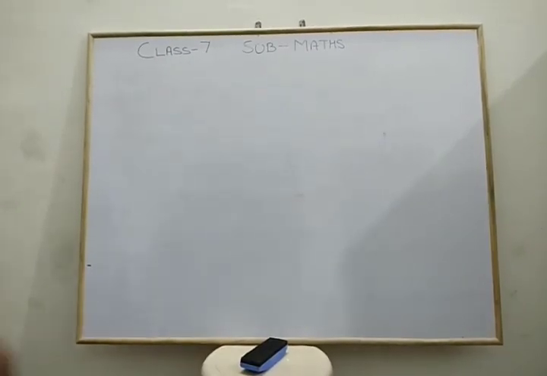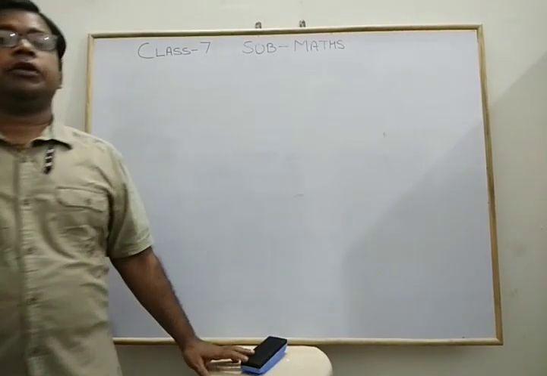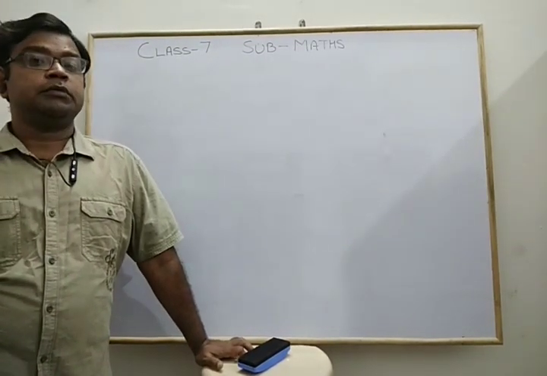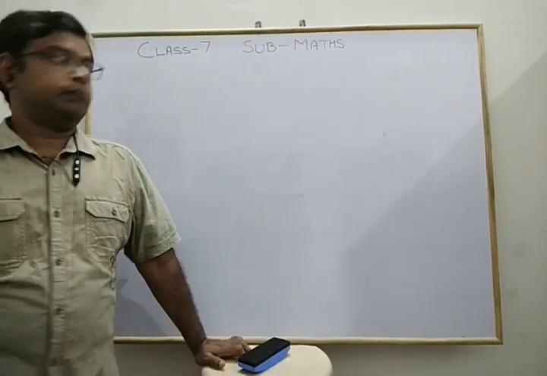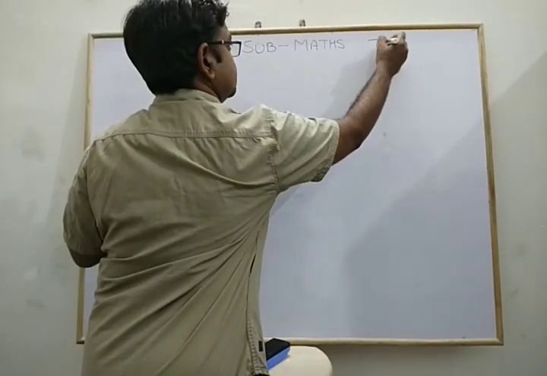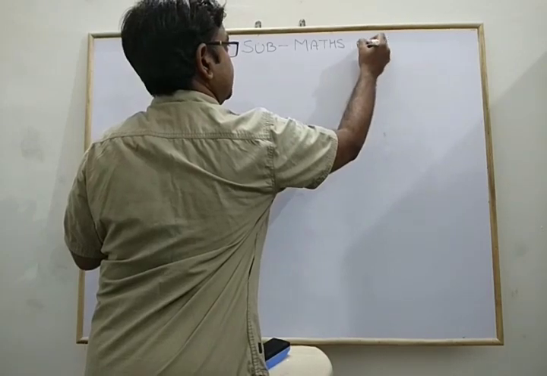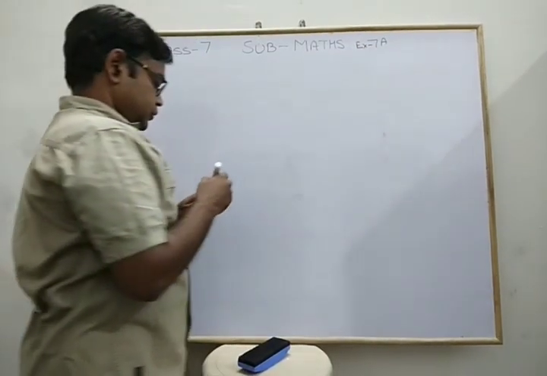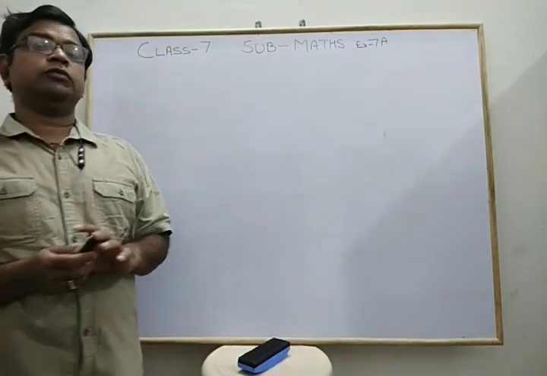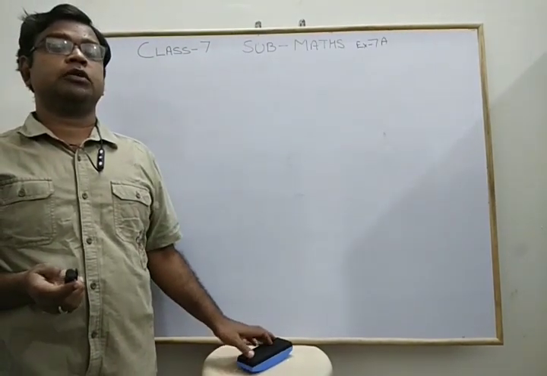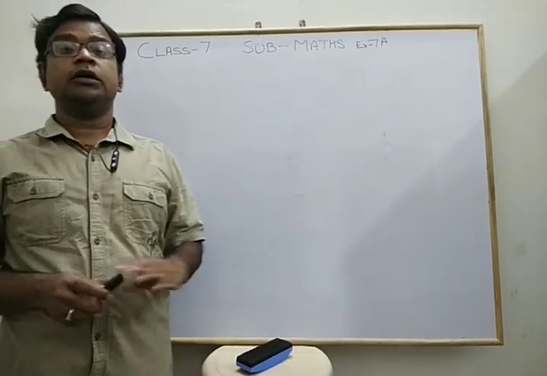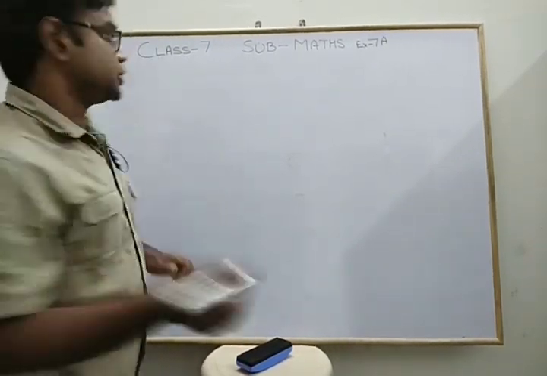Good morning, students. Today we are going to discuss some more questions based on your chapter number 7, exercise 7a, the exercise on ratio. I gave you some questions to solve at home. Hopefully, you are able to correctly solve all of them. Today I will start the exercise from question number 10.